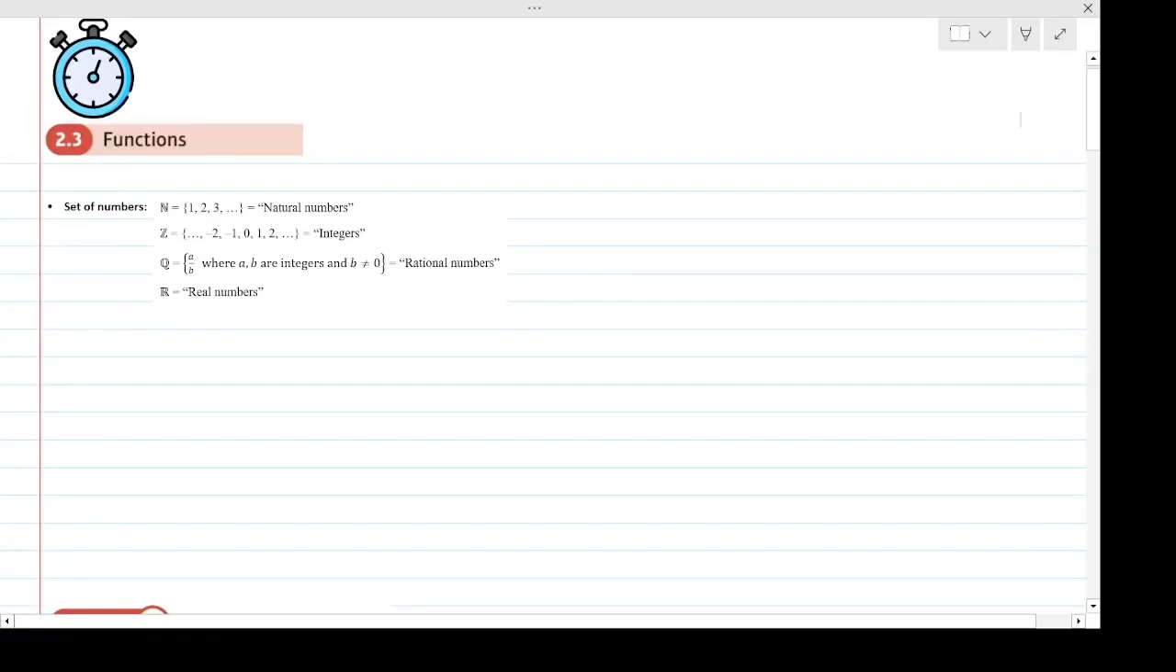Hello, so we need to be able to work with functions and function notation. Firstly, you need to recognise these four sets of numbers: natural numbers, which are basically positive integers; the integers, which are just whole numbers; rational numbers, which are basically fractions with integer top and bottom; and R is real numbers, which are basically all real numbers you can think of, right?